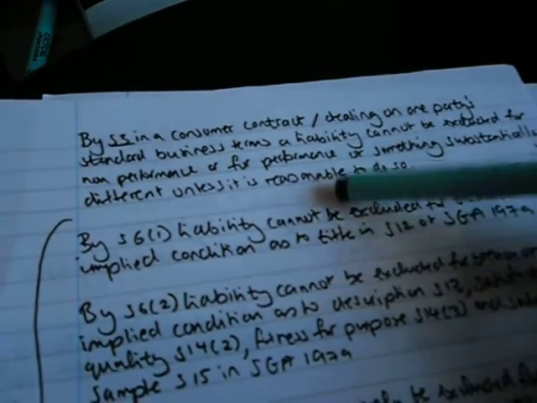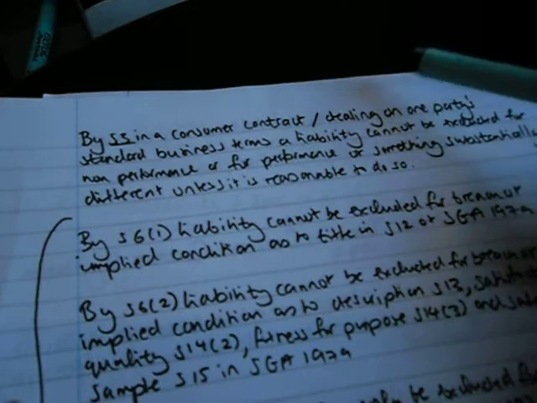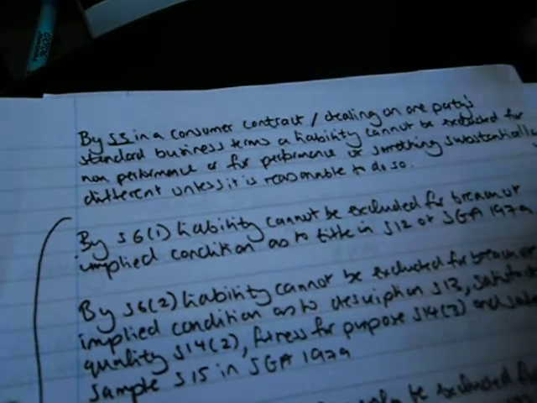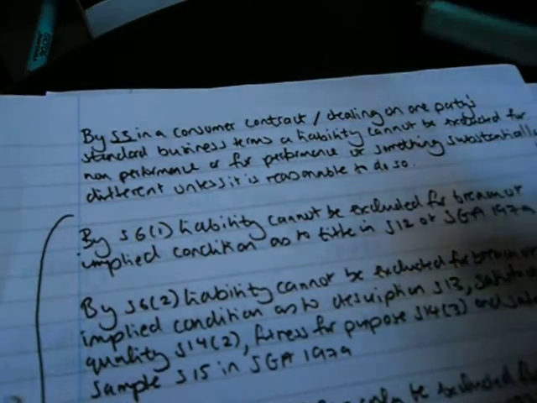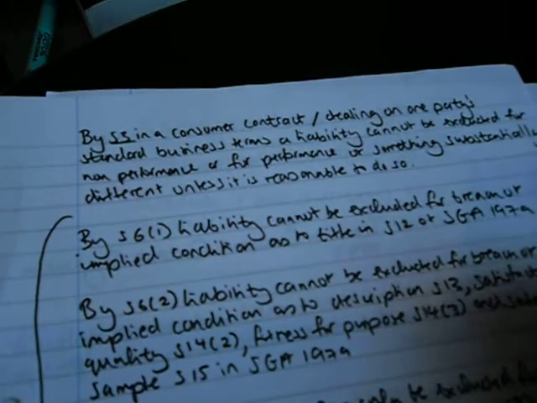Now, by Section 3 of the Act, consumer contracts or dealing on one party's standard business terms, liability cannot be excluded for non-performance or performance of something substantially different to what was expected, unless again it satisfies the test of reasonableness.